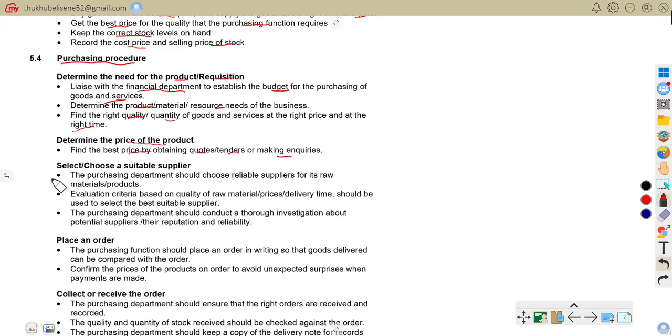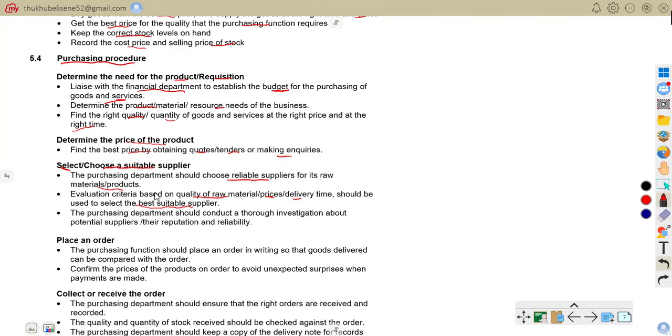Now we are to select and choose a suitable supplier. So the purchasing department should choose a reliable supplier for its materials and products. So choose the reliable suppliers who are going to be there at any given time, anytime you want the raw materials. Evaluation criteria based on quality of raw materials, prices, and delivery time should be used to select the suitable supplier.